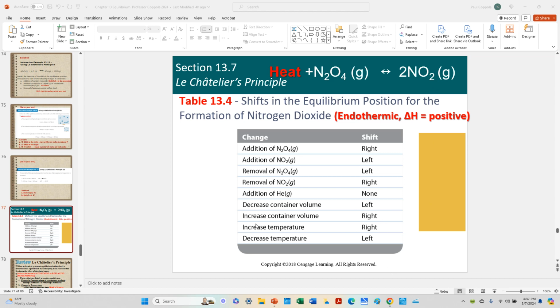If you increase the temperature, you should think of that as adding heat. So we think of heat as a reactant. If I add heat, then it wants to consume it, it'll shift right. If I decrease the temperature, that's the same thing as taking away heat. So if I take away the heat, it wants to replenish it, and so it's going to shift left. So this is a good review for Le Chatelier's principle.